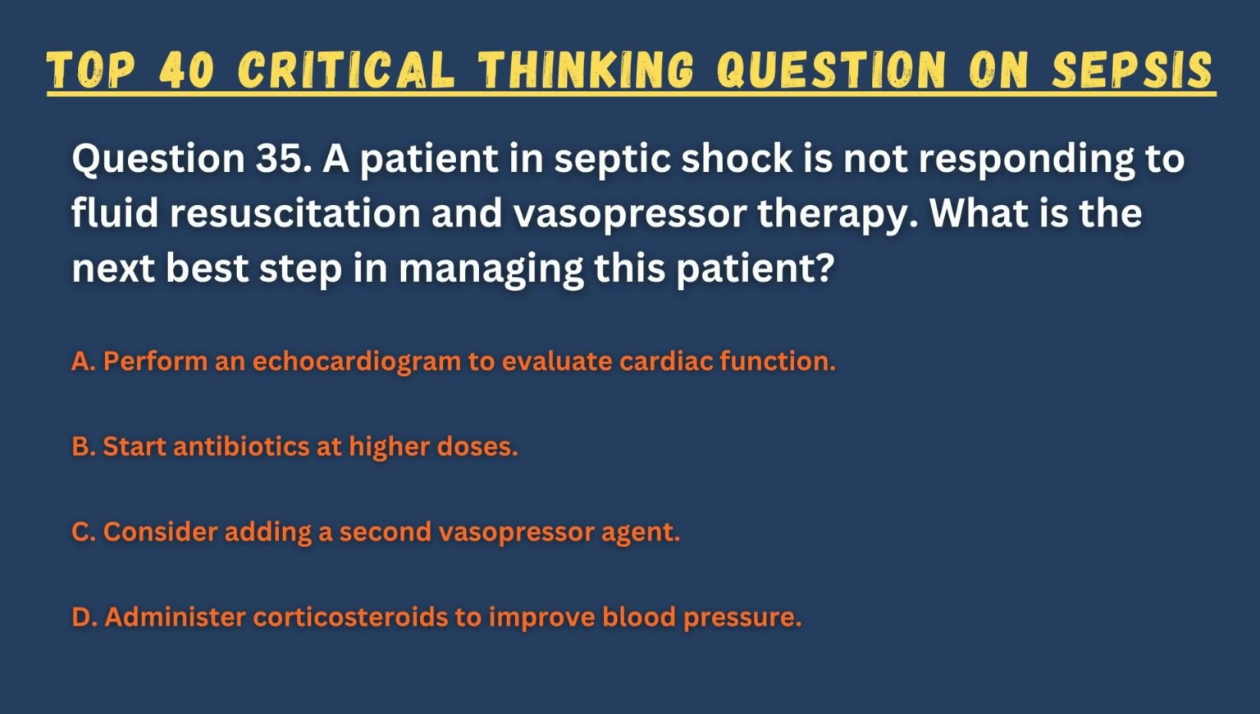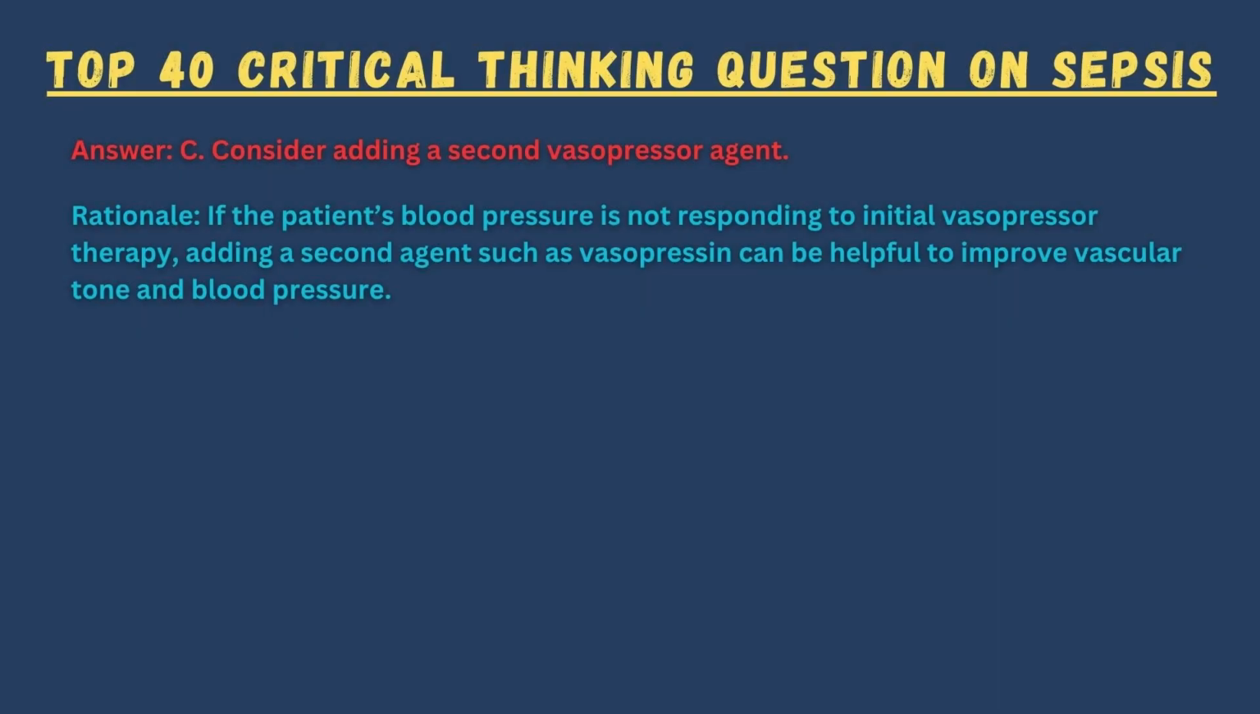Question 35. A patient in septic shock is not responding to fluid resuscitation and vasopressor therapy. What is the next best step in managing this patient? A. Perform an echocardiogram to evaluate cardiac function. B. Start antibiotics at higher doses. C. Consider adding a second vasopressor agent. D. Administer corticosteroids to improve blood pressure. Answer. C. Consider adding a second vasopressor agent.